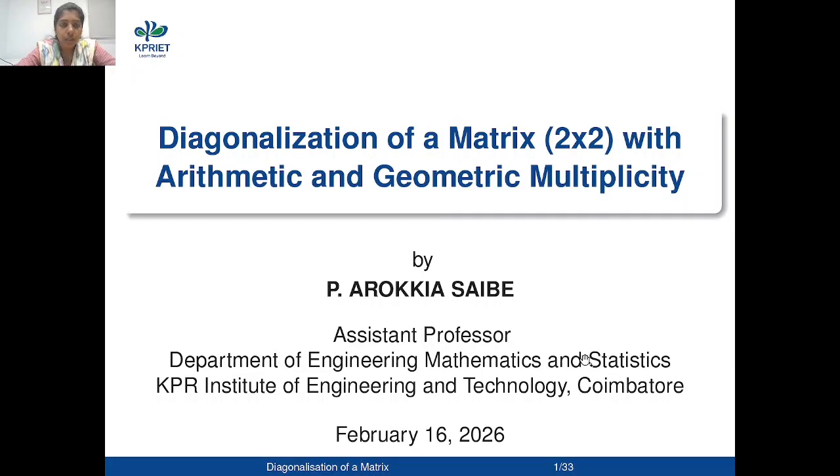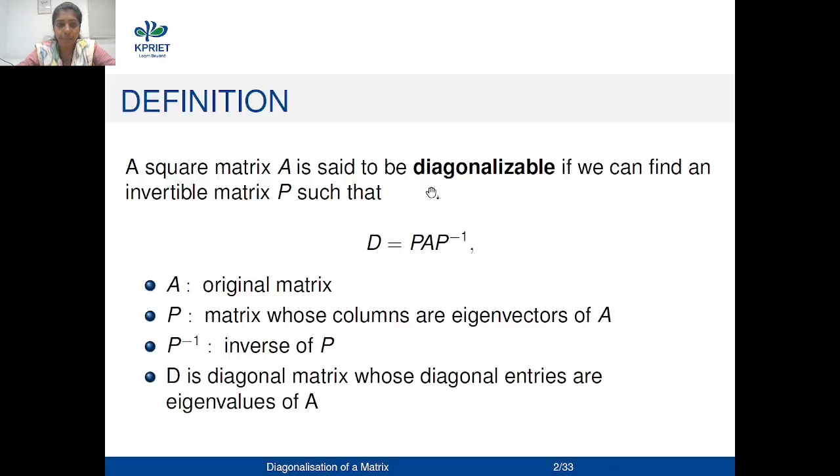Hello everyone. Today we are going to have an interesting topic called diagonalization of a matrix of order 2 by 2 with arithmetic and geometric multiplicity. So before moving on to this diagonalization process, let me go over some basic definitions that we need to know.